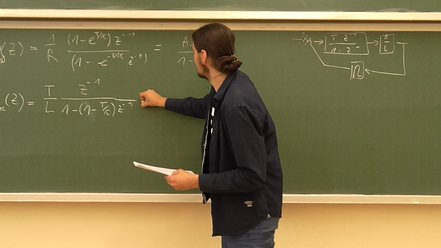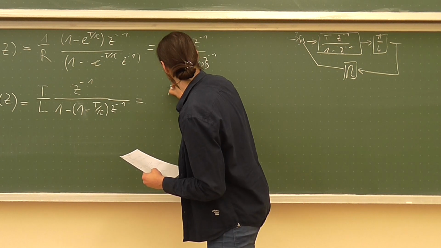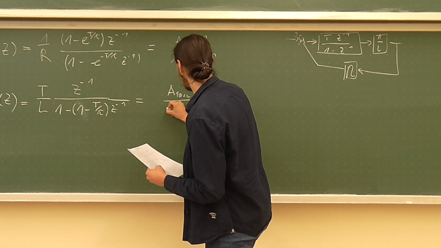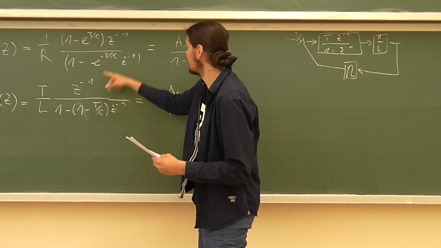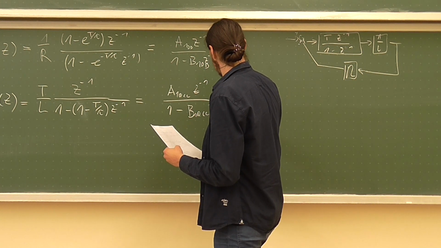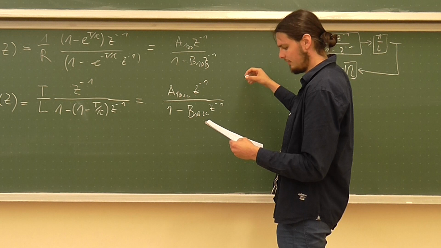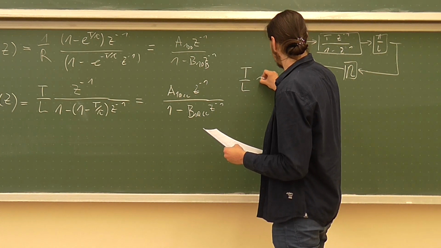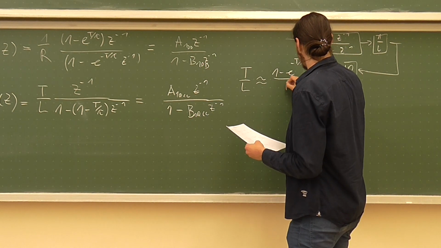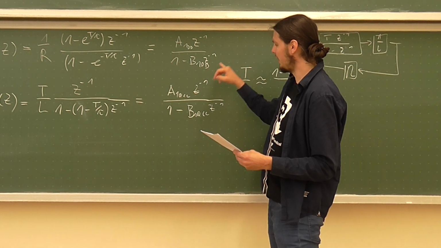Okay? So it also has its... so it kind of looks similar, but the values obviously are different, right? So these two would be the same if T over L was almost the same as 1 minus e to the minus T over L over R, right? And at least for the gain.